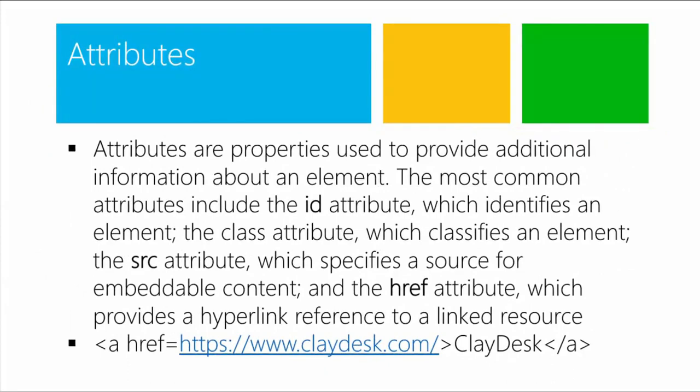And then the third element is the attributes. Attributes are properties used to provide additional information about an element. So for instance, the most common attributes include the ID attribute, which simply identifies an element, the class attribute, which classifies an element, or the SRC attribute, which specifies a source for embeddable content, such as when we insert images onto our web page, the HTML used will contain the SRC attribute. And similarly, the href attribute, which provides a hyperlink reference to a linked source. So here, for instance, an example such as an anchor tag that starts off with the a href and then provides a link to a certain website. And then, of course, our closing brackets with the backslash anchor tag.